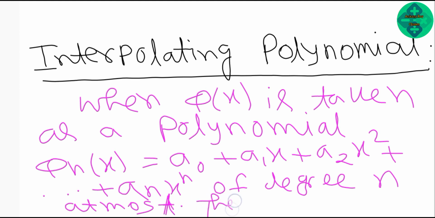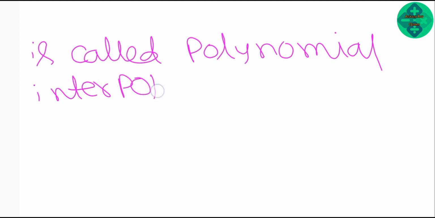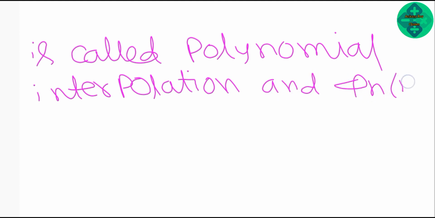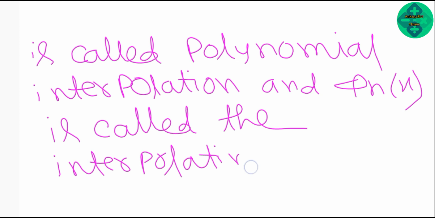Then the interpolation is called polynomial interpolation, and phi n(x) is called the interpolating polynomial.